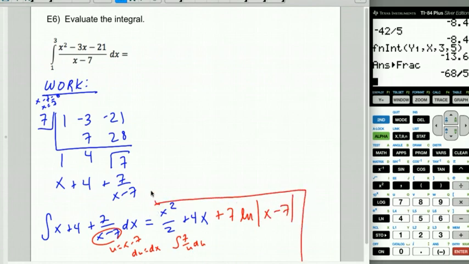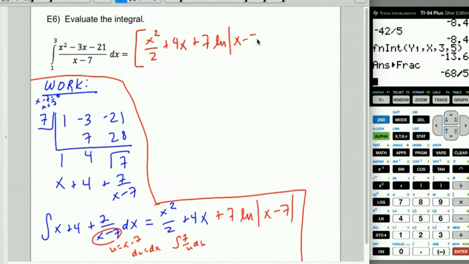So again, I separated it. I clearly said, hey, this is just work. So then I can kind of cheat and say, cool, this is x squared over 2 plus 4x plus 7 natural log of the absolute value of x minus 7. And I'm going to evaluate that whole thing from 1 to 3. And then I plug in, but notice I at no point said that the indefinite integral was equal to the definite integral. I did all my work separately and then just plug in at the top.